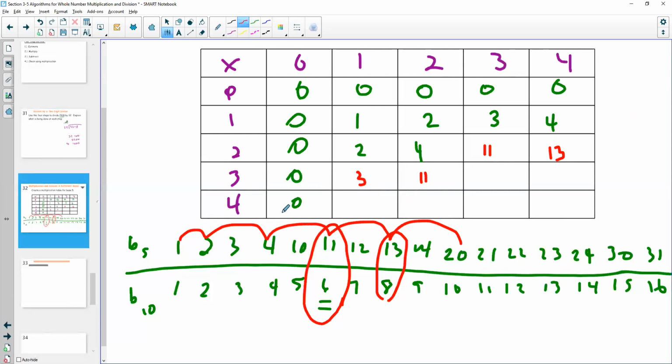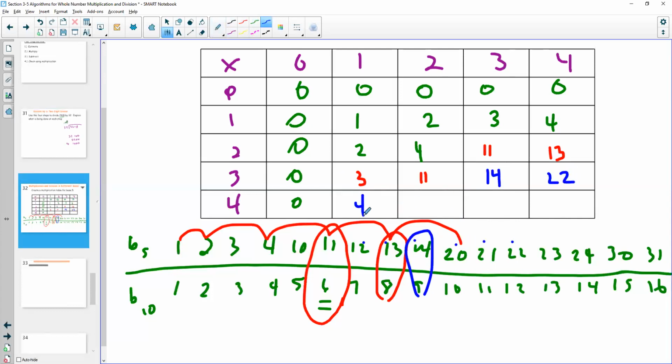Let's see. So I could count from 11 over 1, 2, 3. That's 14. That's the same as 3 times 3 in base 10 is 9. And then we need to count over 3 more. 1, 2, 3. That's going to be 22. So 3 times 4 is 22.